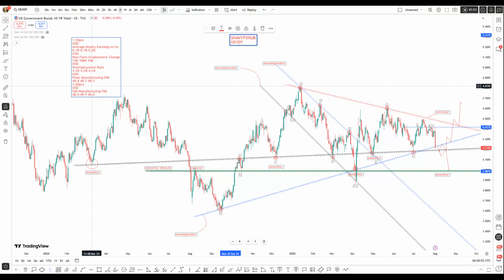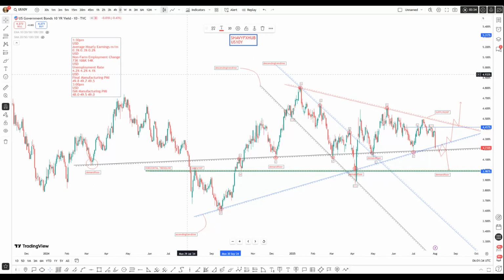We had the final manufacturing PMI, that is the Purchasing Managers Index, and the Institute for Supply Management. That is what it means. We have seen that the data came in at 49.8, a slight 1 point ahead of forecast, while the ISM manufacturing PMI came in below expectation at 48. We are also looking at it because the ISM manufacturing PMI is a strong indicator of economic health and also gives a clue on the general economic outlook.